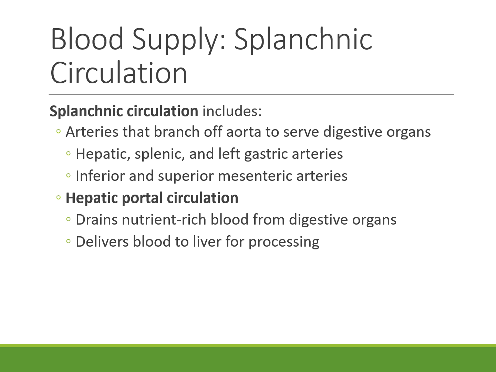The splanchnic circulation are the arteries that branch off of the aorta to serve the digestive organs, including the hepatic and splenic and left gastric arteries, as well as the inferior and superior mesenteric arteries. So you should be familiar with all of those.